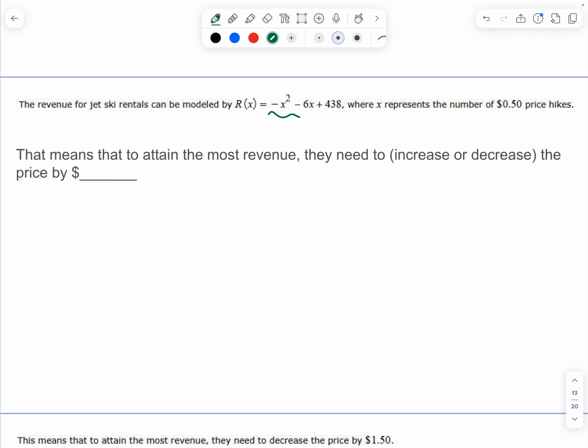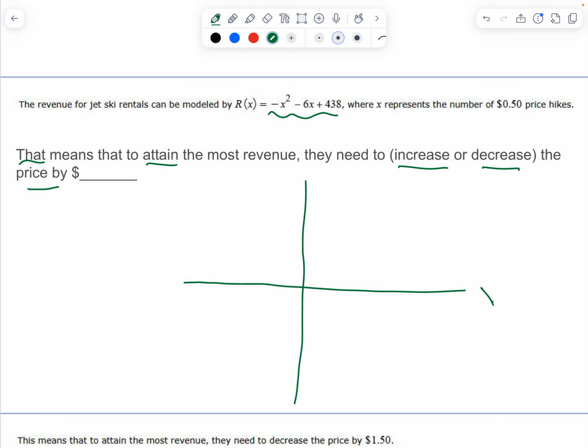Okay, we're still using the same quadratic equation, and they're asking us to interpret this. This means that to attain the most revenue, they need to either increase or decrease the price by, well, let's figure that out. So I'm going to draw another picture. That will help us. Visual for me is always the best. Okay, so let's draw this parabola. Maybe it looks something like that. So we know this is 447. So here's your number of price hikes.